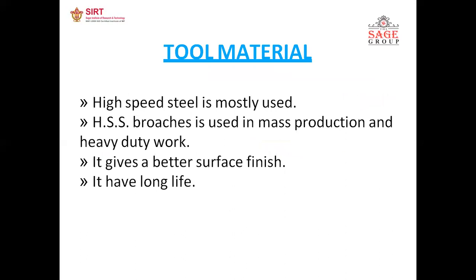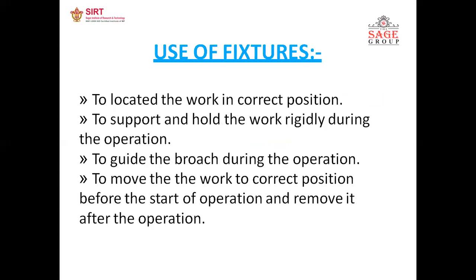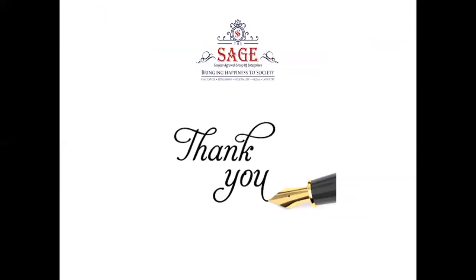For the tool material, high speed steel is commonly used as the broach tool material, and it gives a better surface finish and has a long life. A fixture is generally used to support and hold the work rigidly during the operation, to locate the work in the correct position, to guide the broach during the operation, and to move the work to the correct position before the start of operation and remove it after.